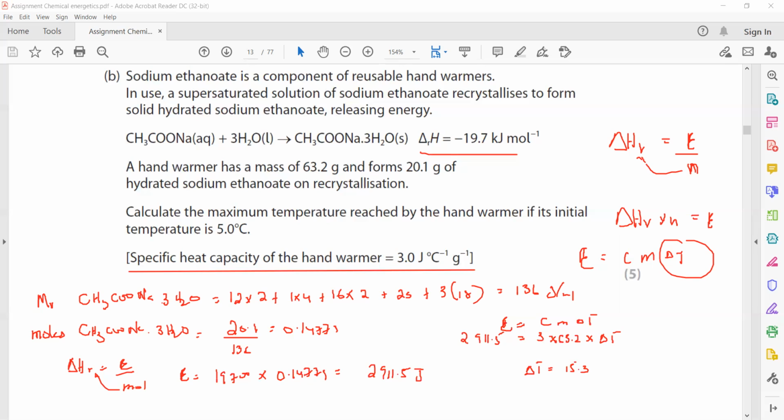Because the forward reaction is exothermic, the temperature change is T2 minus T1. The temperature change is 15.3. The final temperature we don't know, and the initial temperature was 5. This will move to the other side, so it will be 20.3 degrees centigrade. That will be the final temperature. So that's why this was 5 marks, as you have to use 2 different formulas.